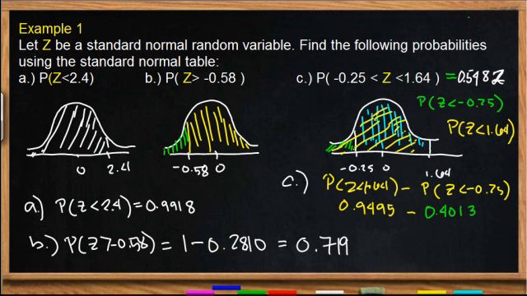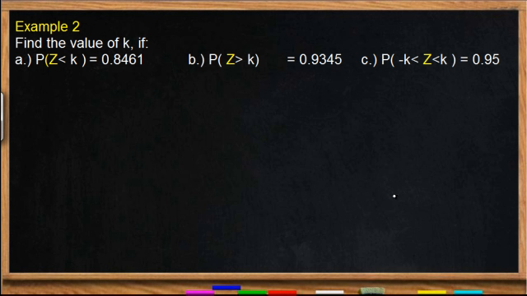Example 2 will be a little different. Find the value of k such that the probability that the random variable is less than k is 0.8461. We are finding k, so it is reversed. It's not confusing. Let me go back to the table. We look for the probability 0.8461, then find the corresponding value of z.